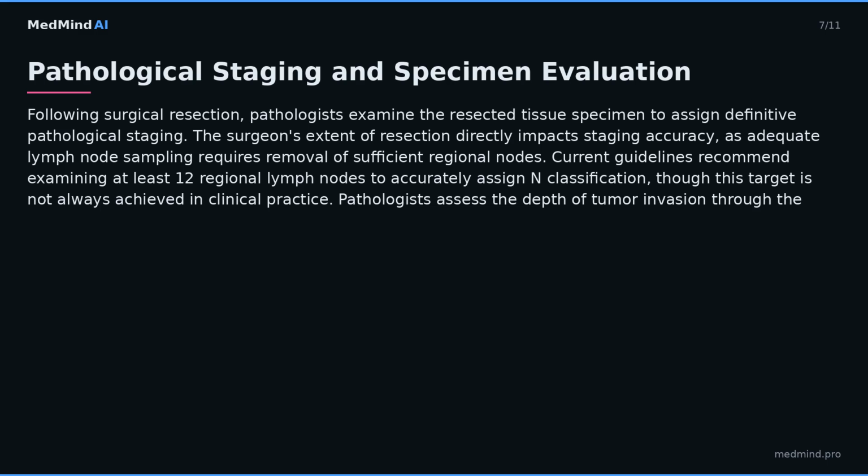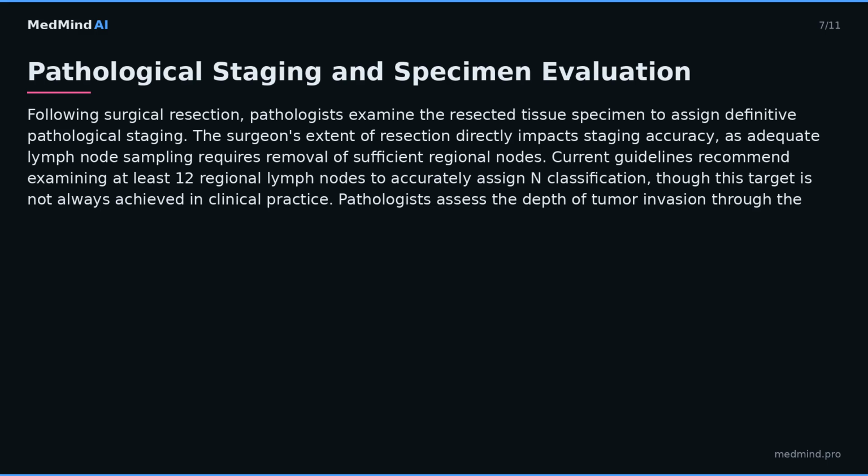Current guidelines recommend examining at least 12 regional lymph nodes to accurately assign N classification, though this target is not always achieved in clinical practice. Pathologists assess the depth of tumor invasion through the intestinal wall layers, evaluate for lymphatic and vascular invasion, and count all involved and uninvolved lymph nodes.